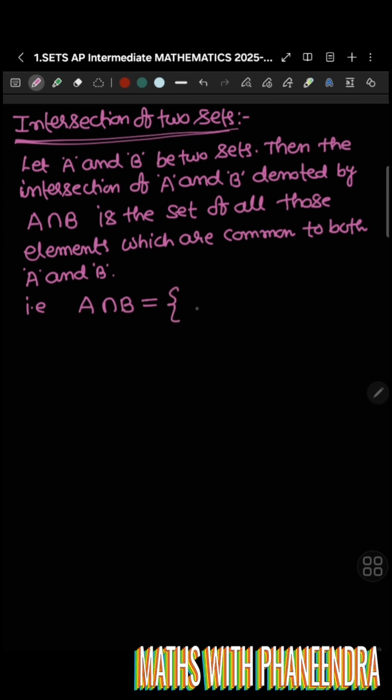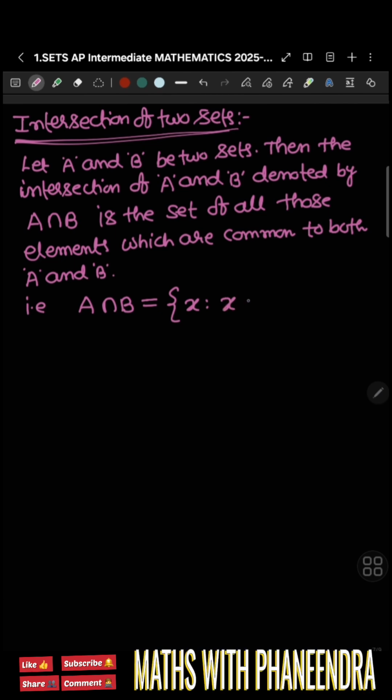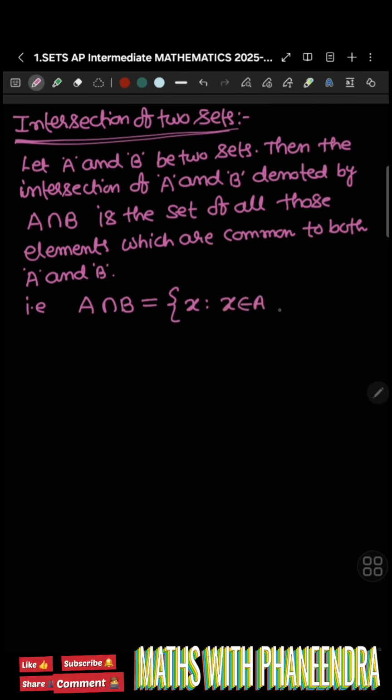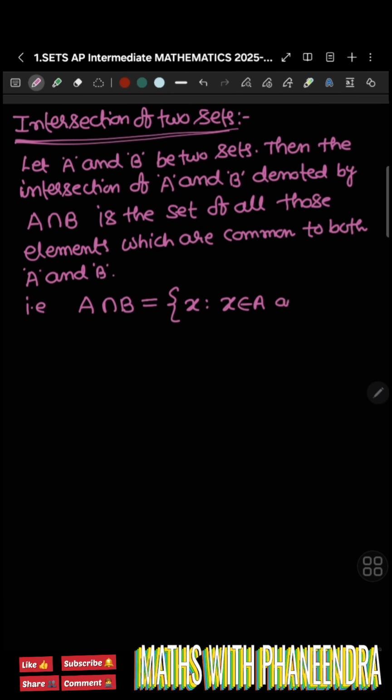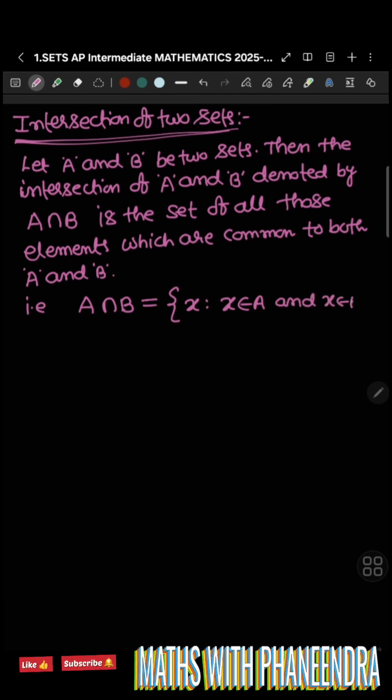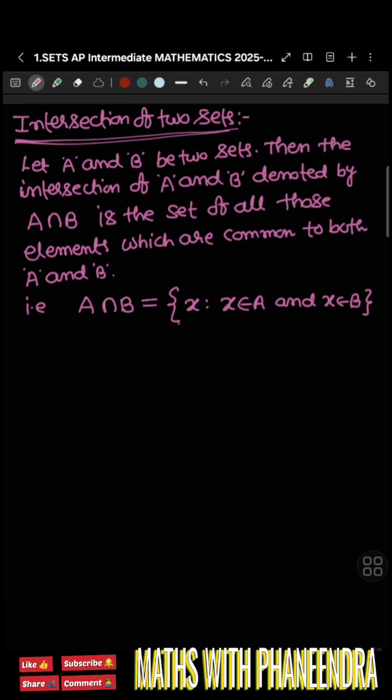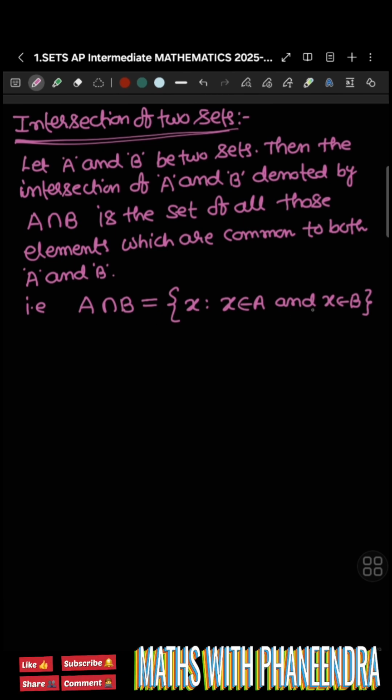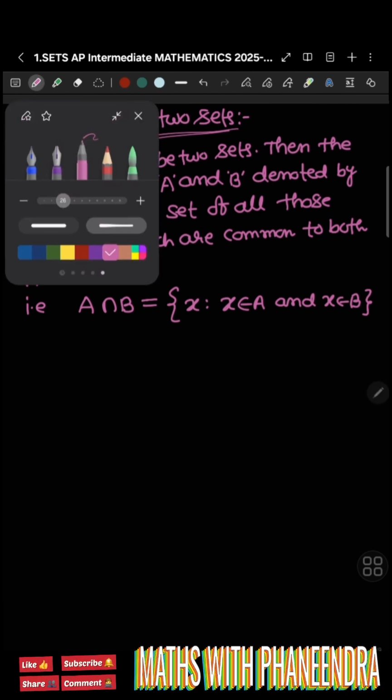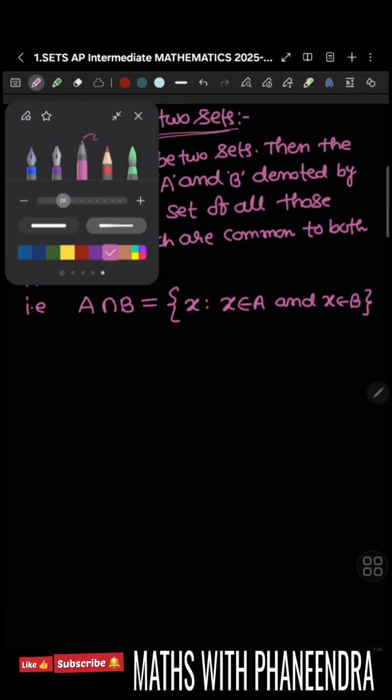It is the set of all X such that X belongs to A and X belongs to B. In case of A union B, what I said: X such that X belongs to A or X belongs to B. In case of union of two sets, it is or; for intersection, and will come. That is the reason you remember this important point. Okay, dear students, let us consider some examples.